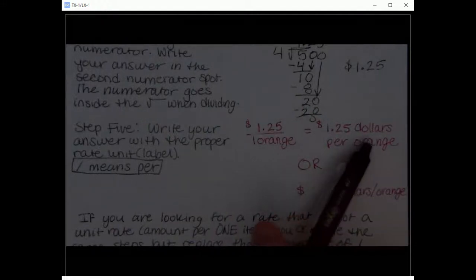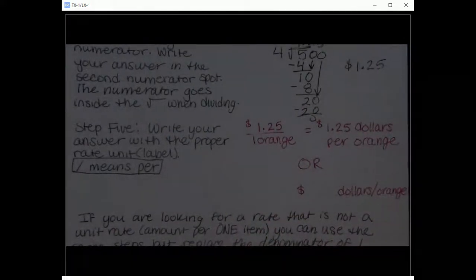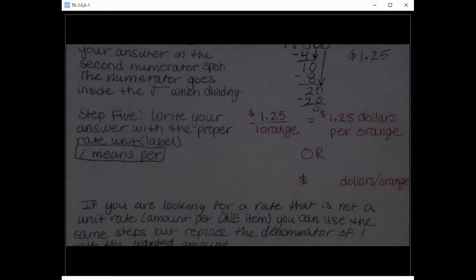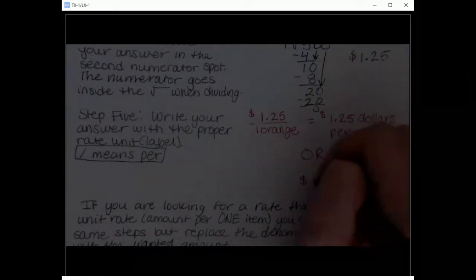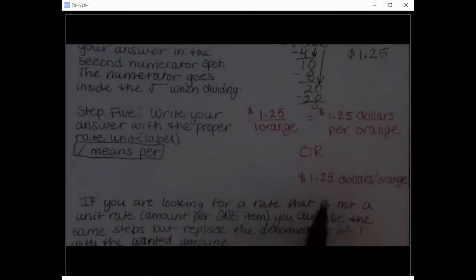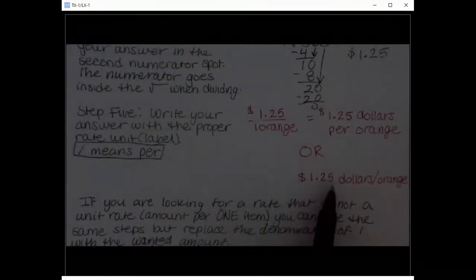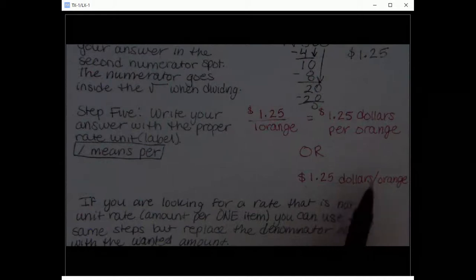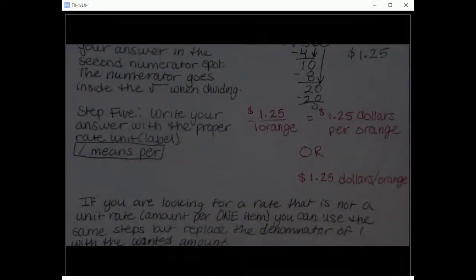You don't really have to rewrite dollars there. I just wanted to emphasize the label. Or you can kind of shorten it by, again, doing $1.25. You don't, again, have to write dollars. It's just if you want to, and then per orange. So that's it. That's how you find your unit rate.